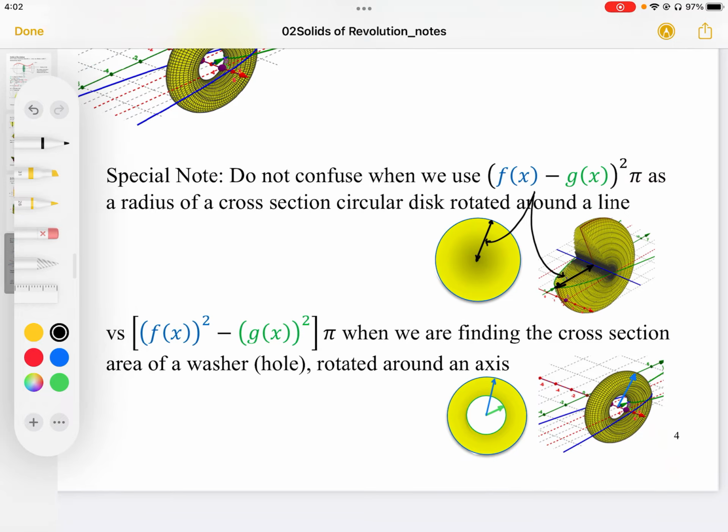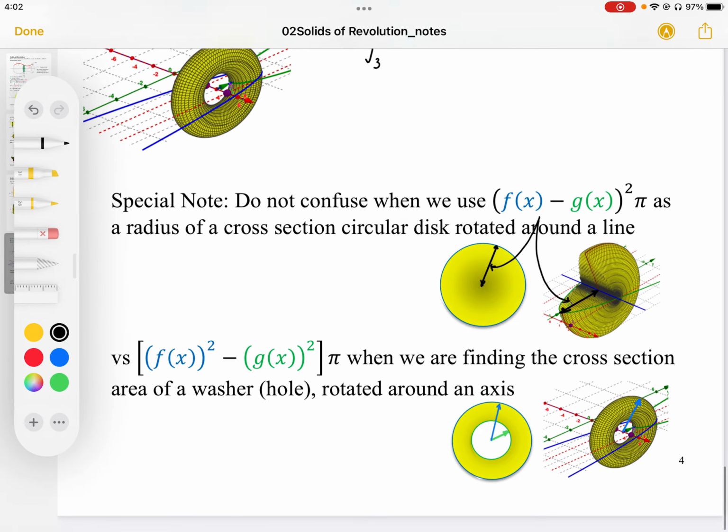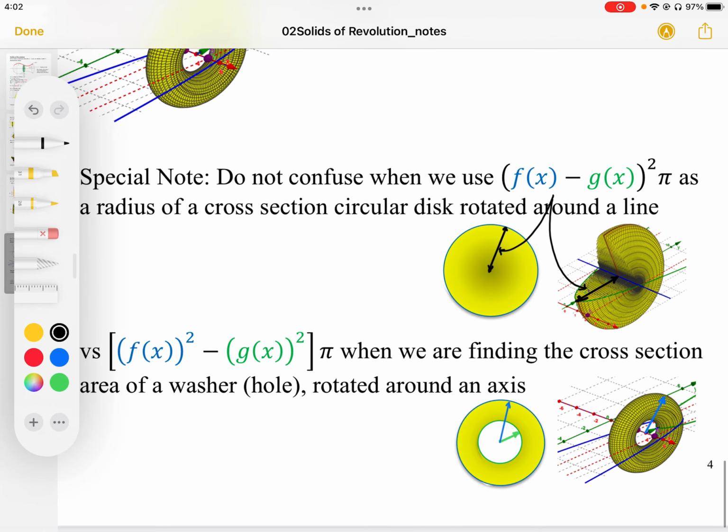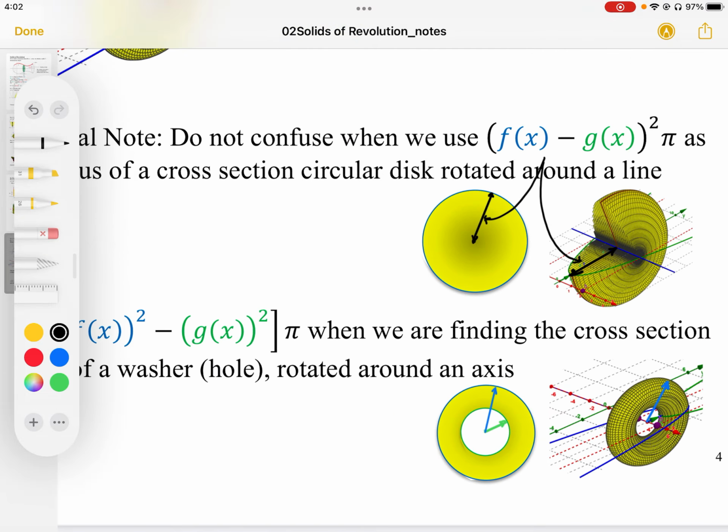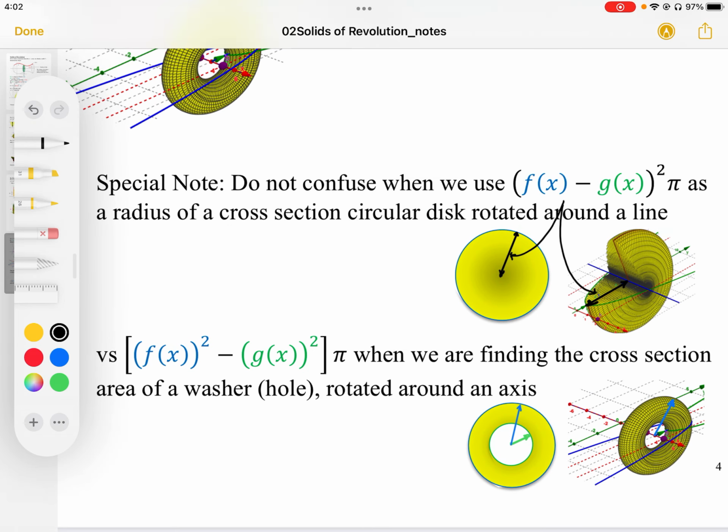Now that's a different situation, and we need to make sure we understand that this is different from the one we just did, where when we take a cross-sectional slice, our slice is a washer. Although it looks fairly similar, these are two algebraically different expressions. I'm going to take the outside circle's radius, square it, and subtract the inside circle radius squared. And that is different than f of x minus g of x all squared. F of x squared minus g of x squared is finding the area of a washer, where f of x minus g of x all squared is finding the area of a disk whose radius is the difference between two functions.